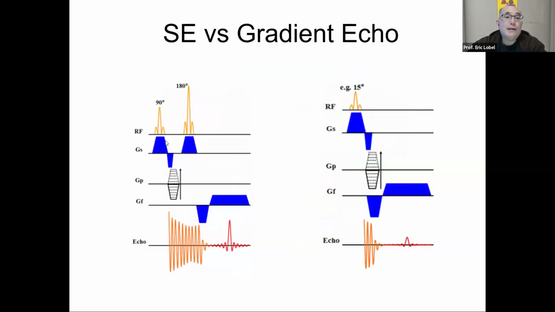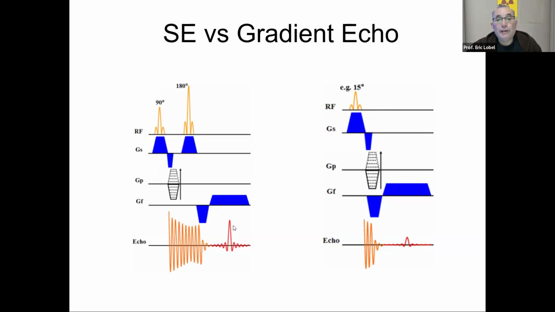So here's a spin echo sequence. We know it is because we have the 90 and the 180. This is a gradient sequence because it's something other than 90. So it's known as a variable flip angle, meaning it's not always the same. We also see the 3 gradients here. We have the slice select, phase encoding, and frequency encoding. Then we have a readout of the FID and the echo.